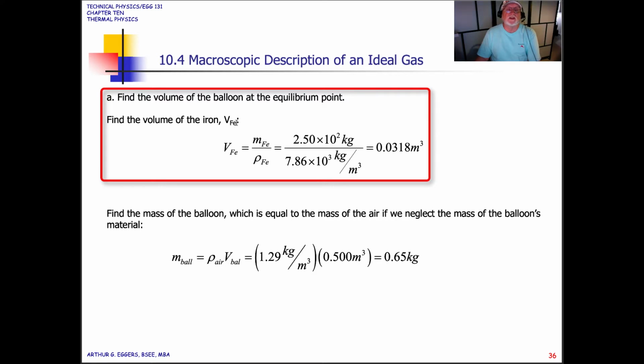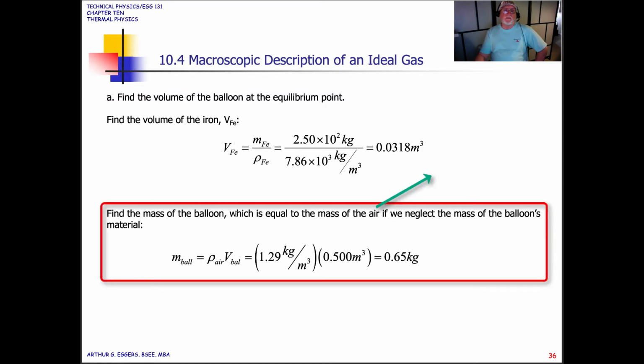Fe is the symbol for iron. V sub Fe is equal to the mass of the iron divided by its density. So you'd have to look up the density. 2.5 × 10^2 kilograms divided by 7.86 × 10^3 kilograms per meter cubed gives us a volume of 0.0318 meters cubed. Now we've got that volume.